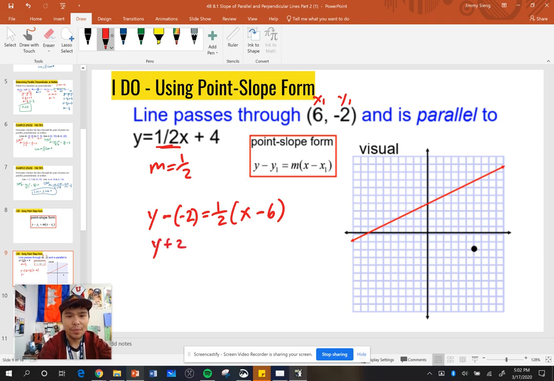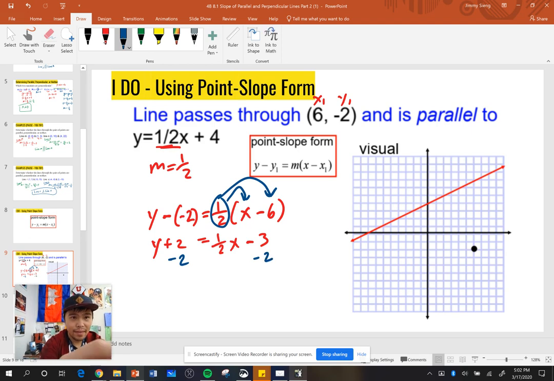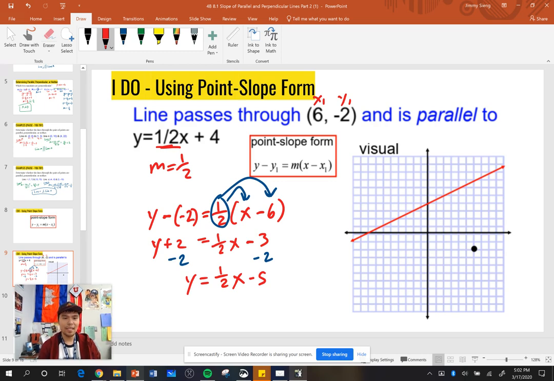So you got y plus 2 equals, remember what we got to do? Distribute. Good job. We got 1/2 x minus 1/2 times 6. That's half of 6, which is 3. And now it's just one more step. You feel good about it? You sure? Okay. Y equals 1/2 x minus 5. All right, so that is going to be my equation that makes a line parallel to the line 1/2 x plus 4. And it also passes through 6 comma negative 2, okay? That's why we use point slope forms, to see if it's parallel or perpendicular, right?